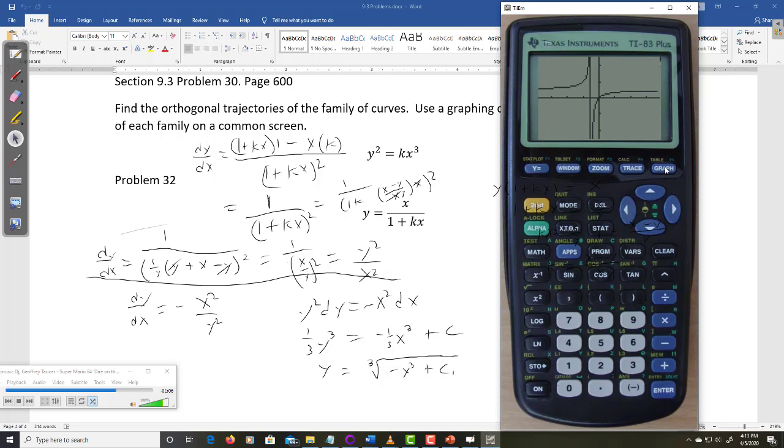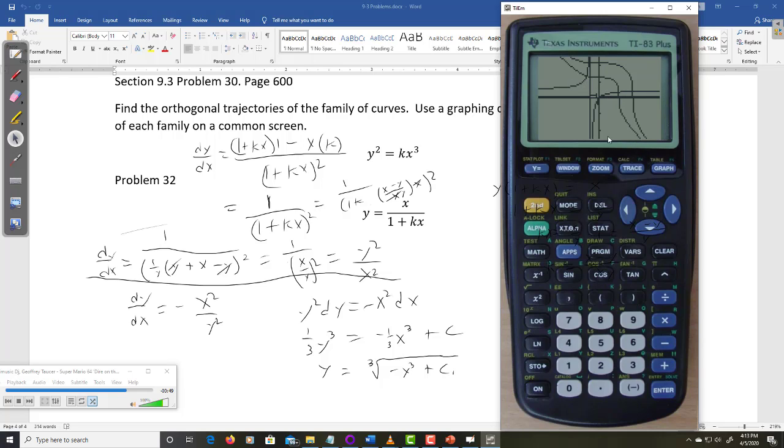Oh, I'm going to need to change my graphs here. You can kind of see the nice bit of perpendicular even at this angle, though. Yeah, that's looking nice.